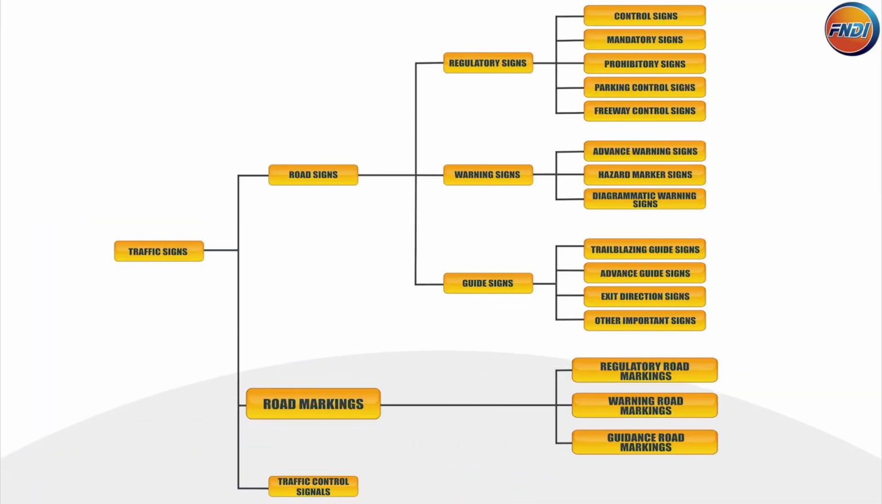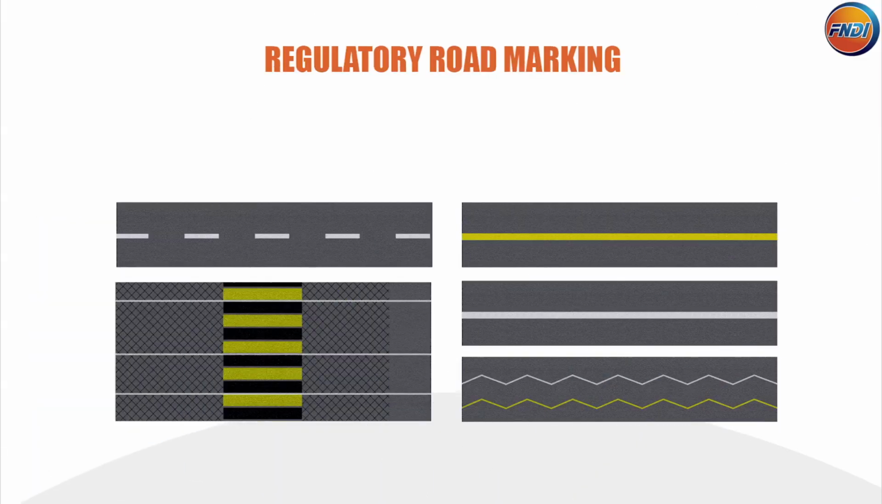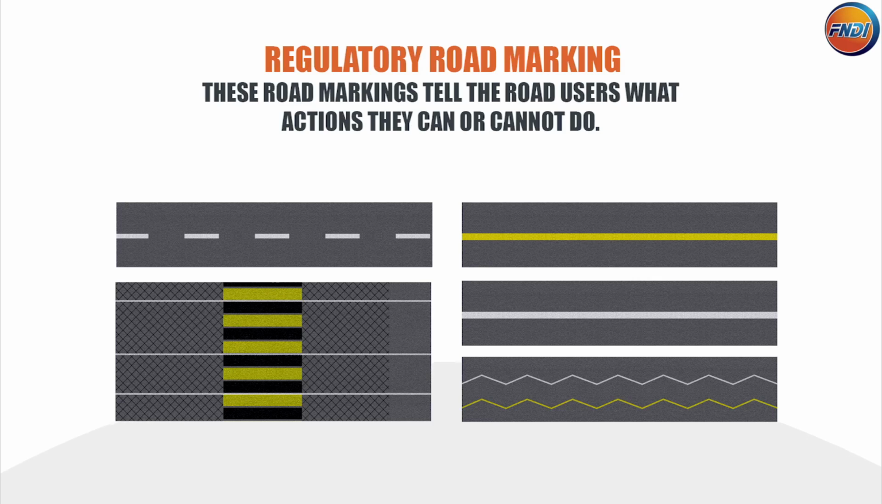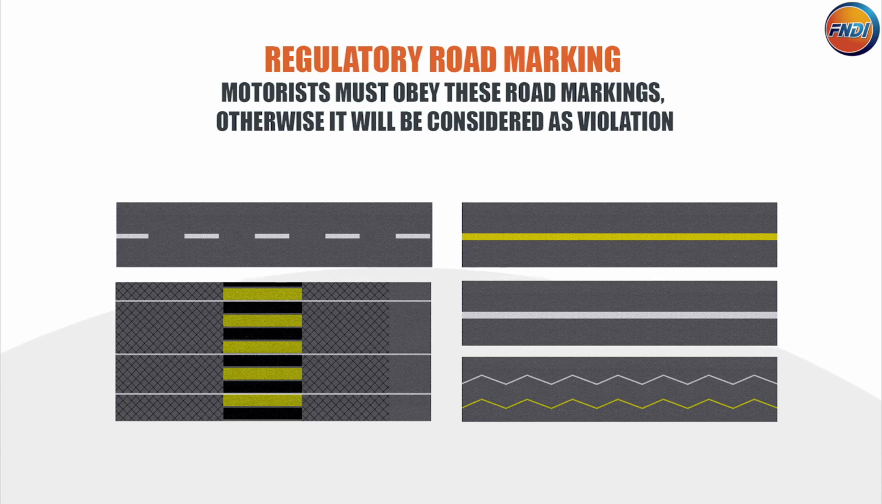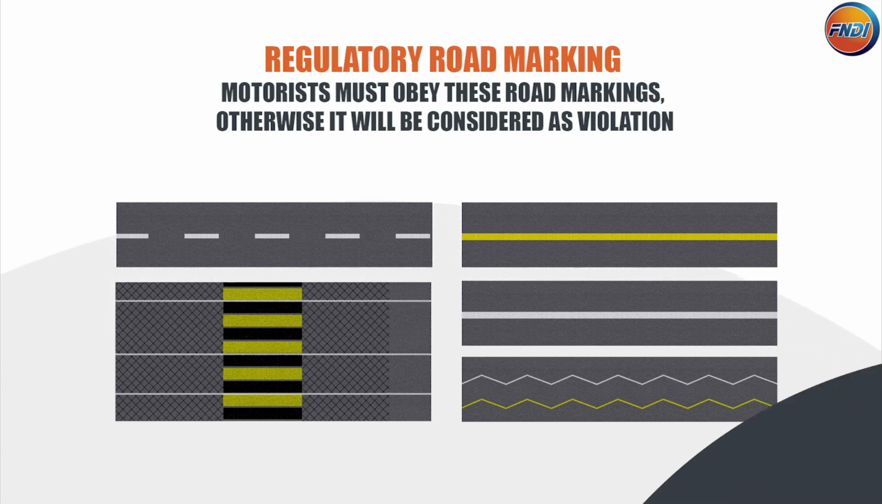Road markings are either yellow or white. Road markings are further divided into three main categories: regulatory road marking, warning road marking, guidance road marking. Let's learn about regulatory road markings. These road markings tell the road users what actions they can or cannot do. Motorists must obey these road markings, otherwise it will be considered as a violation.